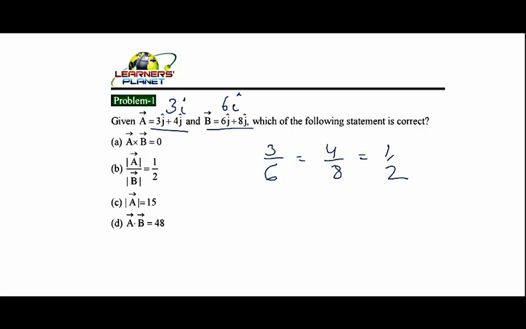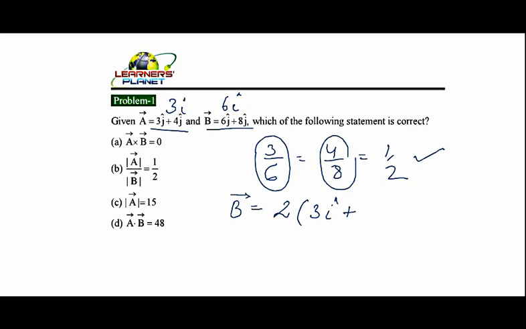Now we know that if the components along the x-axis and the y-axis have a similar ratio, then these two vectors must be parallel. One more way of looking at it is that B can be written as twice of 3i cap plus 4j cap. That means it is 2 times vector A, or we can say vector B is parallel to vector A.